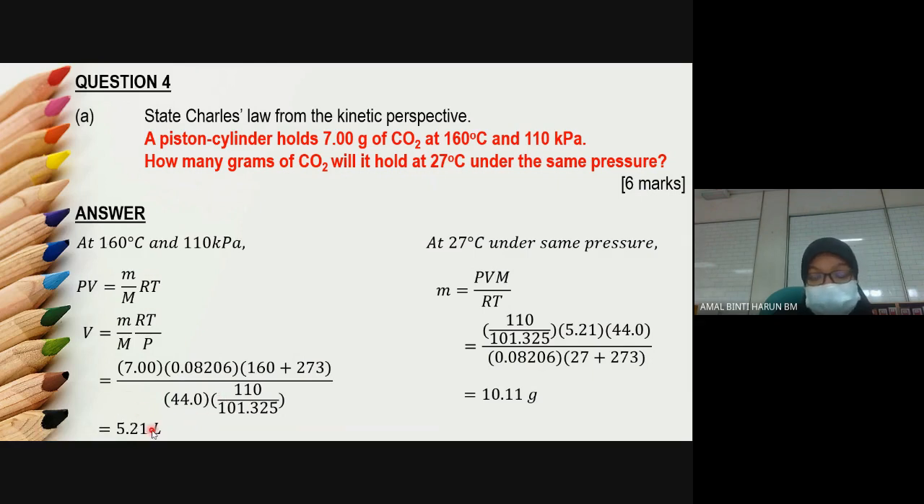Now the gas is at the same volume, but what mass of CO2 can it hold? It is 10.11 grams.